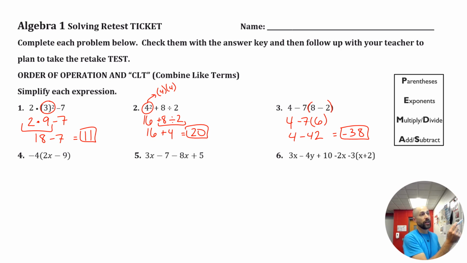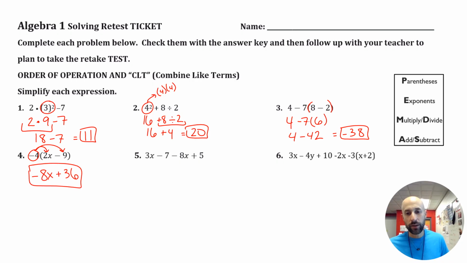Okay. For number 4, again, simplifying means in this case, look at the inside of the parentheses, but 2x minus 9, those are not like terms, so we cannot combine those. So right away, we have to just distribute. Right? So negative 4 times 2x is negative 8x. Negative 4 times negative 9 is positive 36. That's all I can do. I cannot combine those together. Those are not like terms.